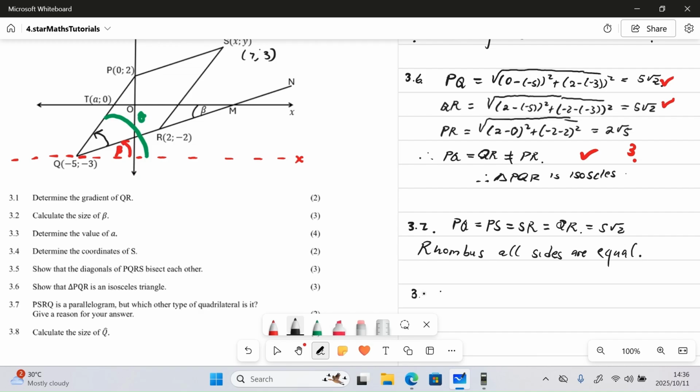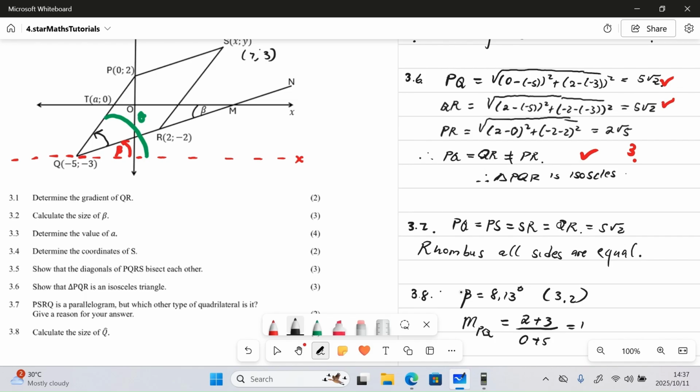So we already have beta. Remember, beta is how much? It's 8,13 degrees. We got this from 3.2. Then let's find the gradient of PQ. Do we have the gradient of PQ above? If we don't, let's calculate. That is 2 minus into minus is plus 3, then 0 minus into minus is plus 5. 5 plus 5 is 1.